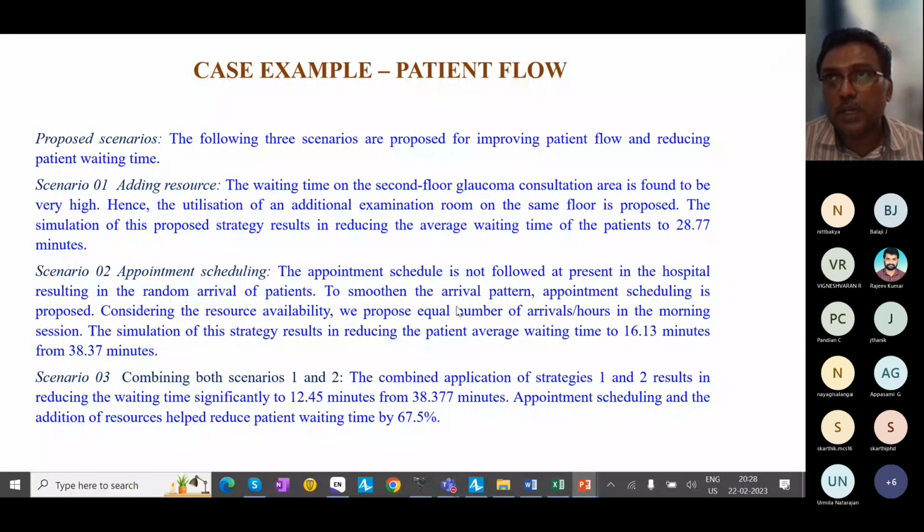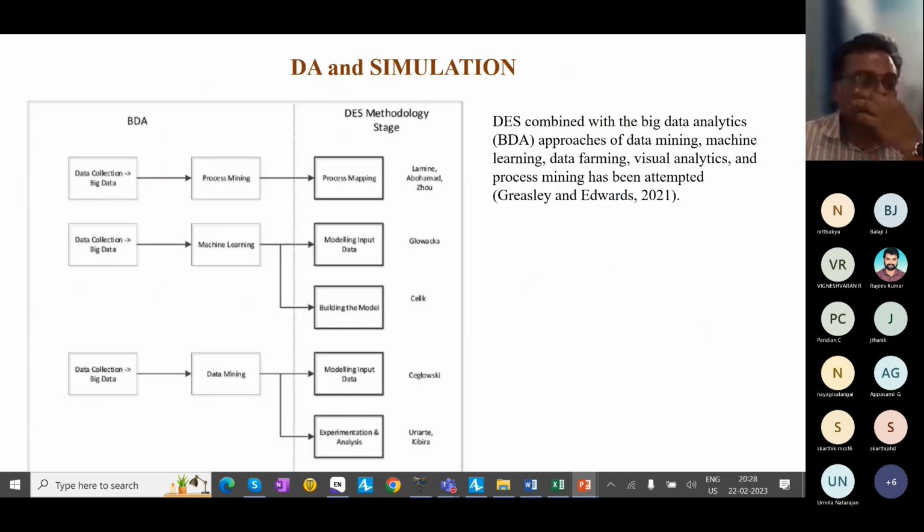We wanted to smoothen the arrival pattern. How to eliminate the variability in arrival? We put in appointment scheduling. So considering the resource availability, we have given an equal number of arrivals per hour. There is an appointment rule available, a fixed number in each block. So that way you can do it, and this reduces the waiting time to 16.13 minutes. And when we combine these two, the waiting time is reduced to 12 minutes. You see, this is the use of technology in real-time healthcare. So when the waiting time was 40, it is possible to reduce the waiting time to 12.45. So this is only a typical illustration where data analytics can add value to the simulation.